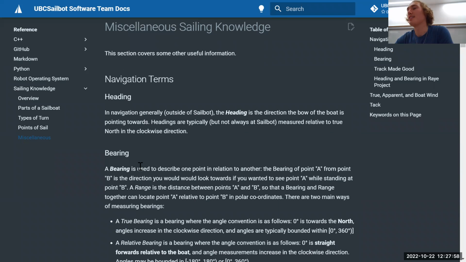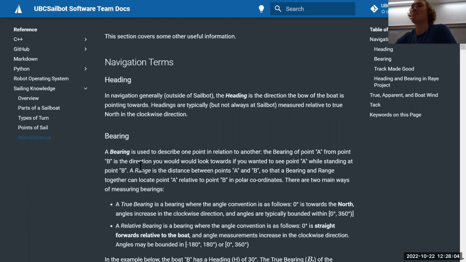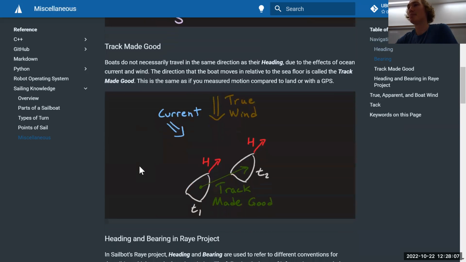And then there's some miscellaneous information. So heading and bearing, they have different meanings in real navigation compared to in Sailboat. I'm going to skip what they mean in real navigation because that's not really important right now.